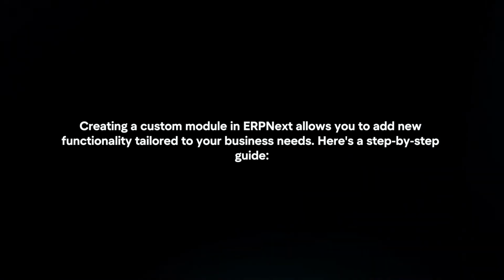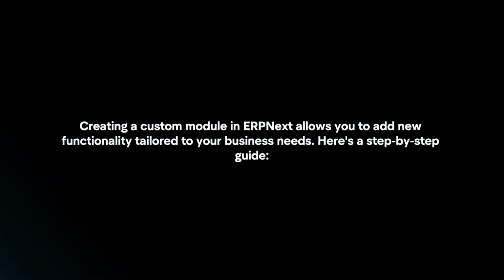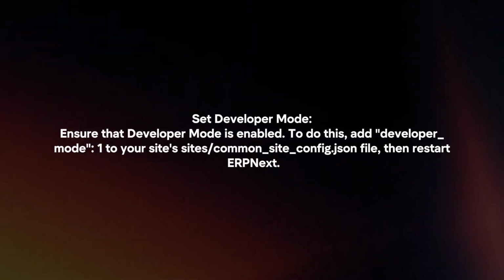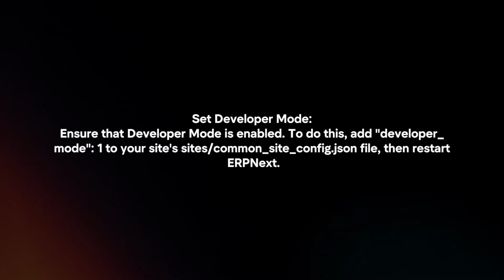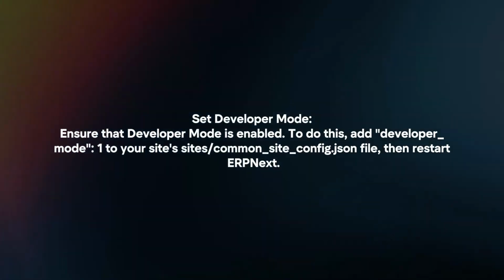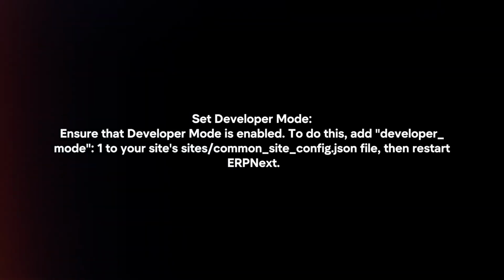Creating a custom module in ERPNext allows you to add new functionality tailored to your business needs. Here's a step-by-step guide. Set developer mode. Ensure that developer mode is enabled. To do this, add developer_mode: 1 to your site's common_site_config.json file, then restart ERPNext.